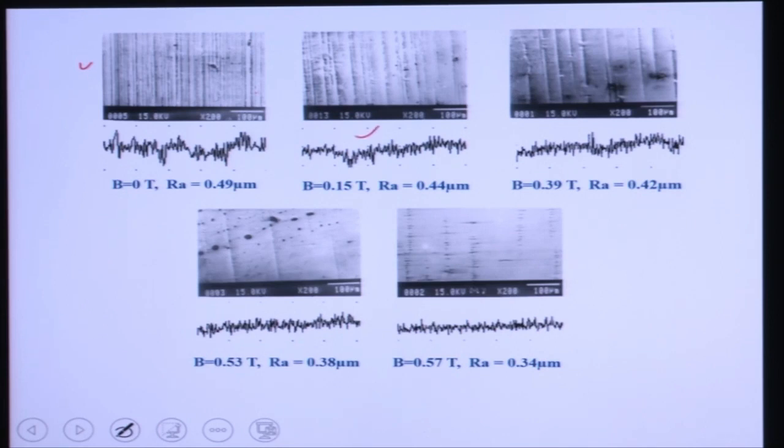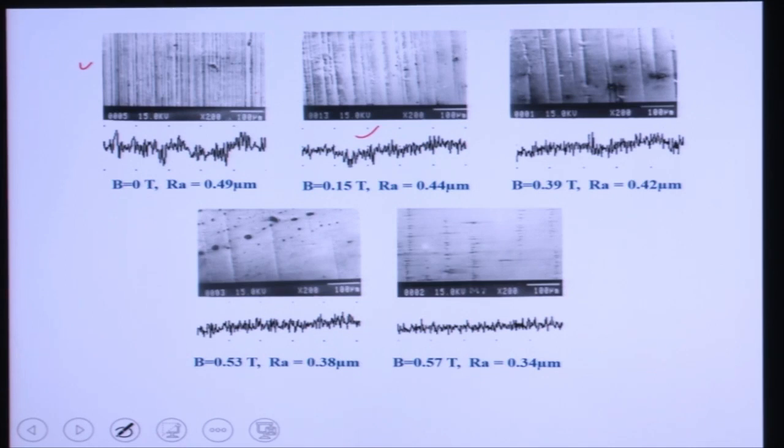Now when you are applying a higher magnetic field, at 0.39 Tesla, these lines, actually valleys, are now more separated. In between two valleys, this distance actually increases. Initially at 0.15 Tesla, these valleys are not so much separated, but at 0.39 Tesla, these valleys are too much separated.